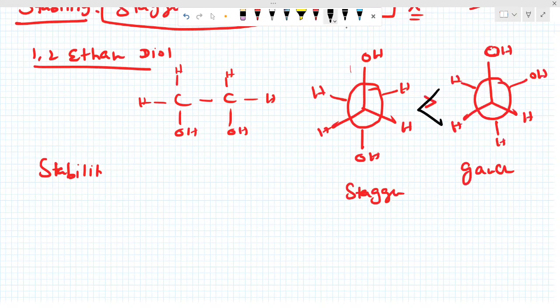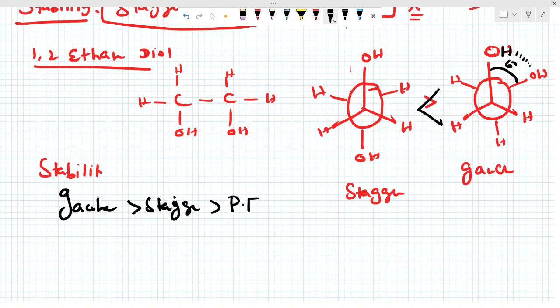What is the reason? Listen. The OH groups are at 60 degrees, right? The hydrogen atom of one OH bond can go toward the other oxygen atom. In this gauche form, when the 2 OH groups are at 60 degrees, hydrogen bonding is possible. Because of this hydrogen bonding, please note the gauche form is more stable as compared to staggered. The remaining order is the same: staggered, then partial eclipse, then full eclipse. This is very important.